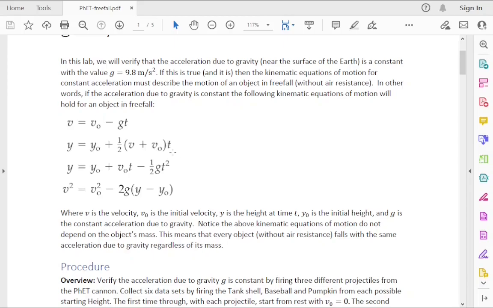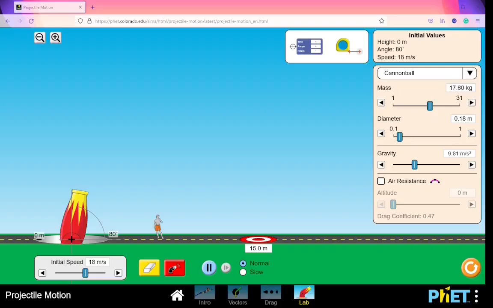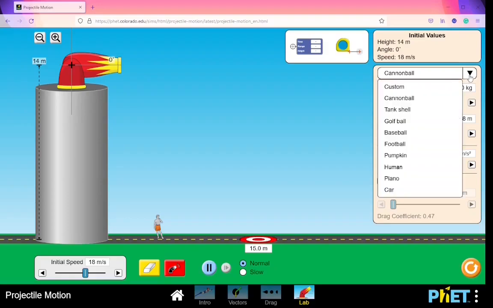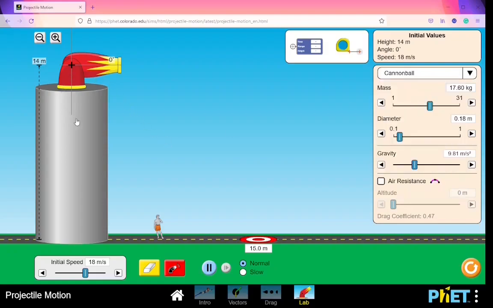So the way we're going to record our data is we're going to check out the free fall motion of several different objects. Here I'm going to use a cannonball just as an example. But when you do the experiment, the objects you're going to be using are first the tank shell, then the baseball, and finally the pumpkin. I'm going to go ahead and use the cannonball just as an example.